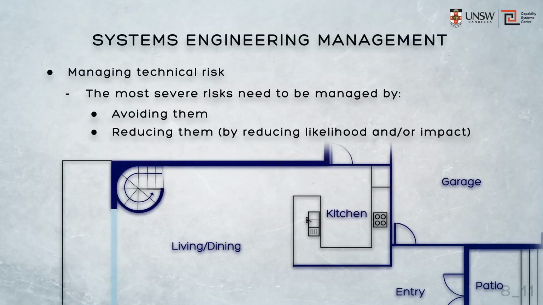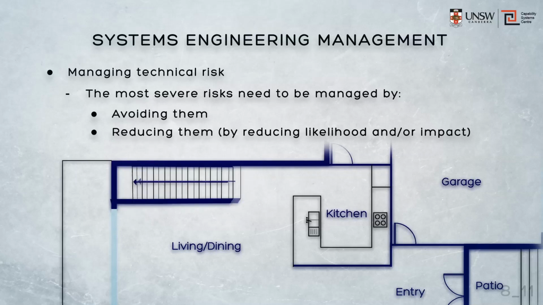Let's look at an example of reducing rather than avoiding risk. Our house design concept might include a spiral staircase. Although that's compact and pleasing to the eye, the probability of someone falling down the spiral staircase might be deemed to be just too high by the house owners, and a more traditional staircase is requested instead. There's still a risk that someone might fall down the more traditional staircase, but the probability will be much reduced, and the revised risk severity might now be acceptable.